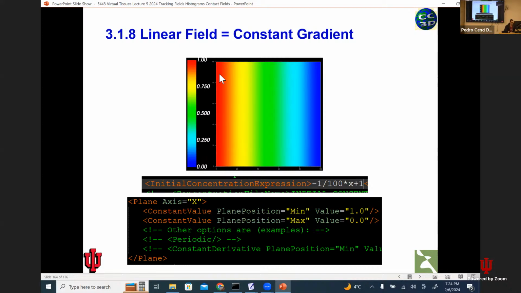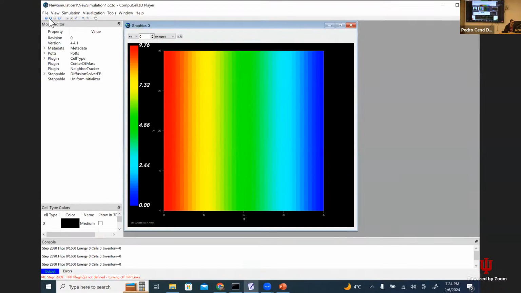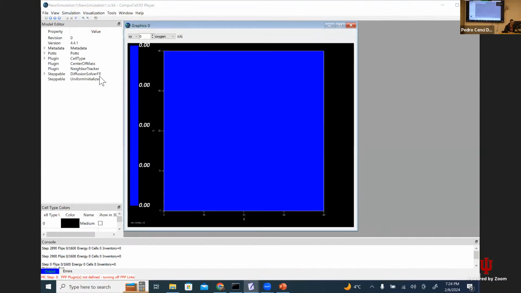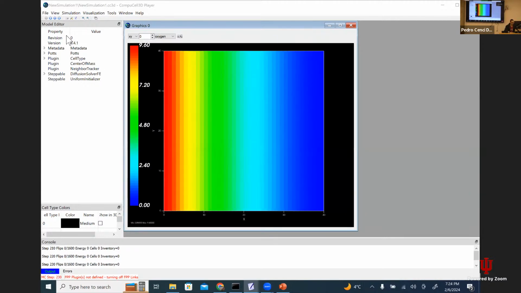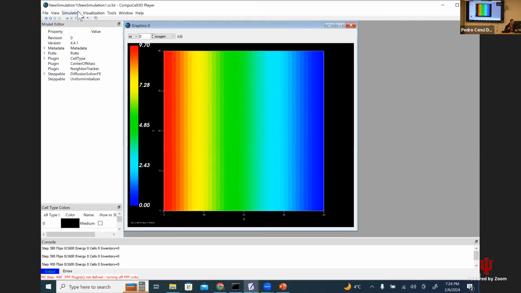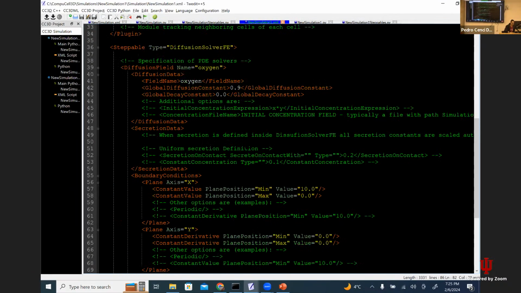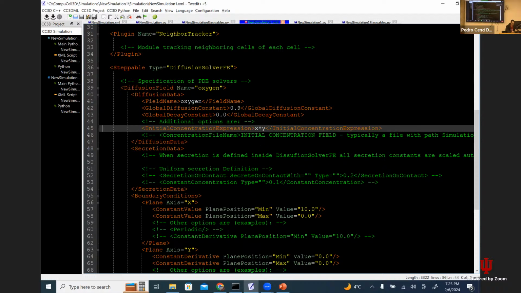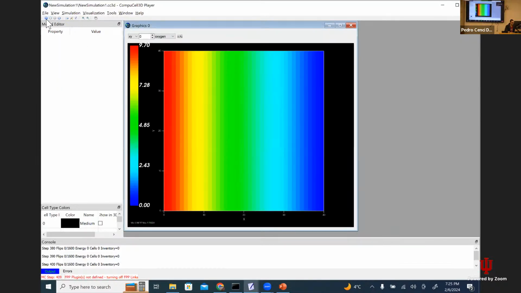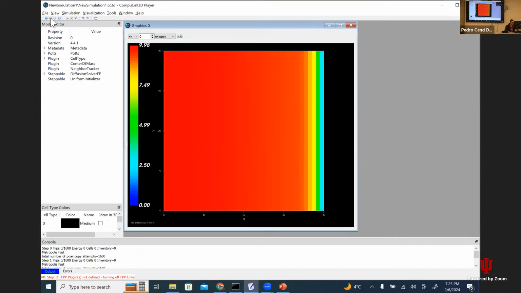So let me do that in my simulation. Here I'm going from 10 to 0, and it is diffusing until it reaches a linear configuration. Now let me go to the initial concentration expression, and instead of x times y, it should be from 10 to 0. So it's 10 minus x, but x goes from 0 to 40, so I divide by 40. And that should be it.